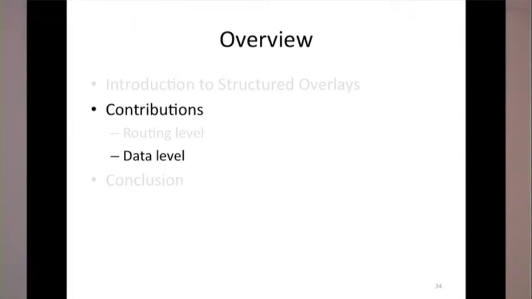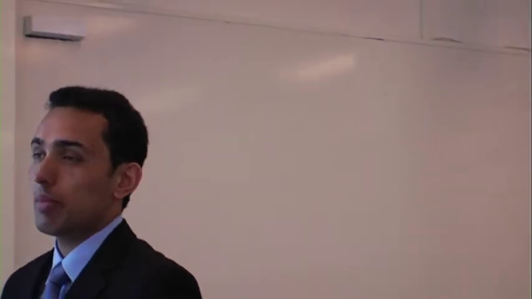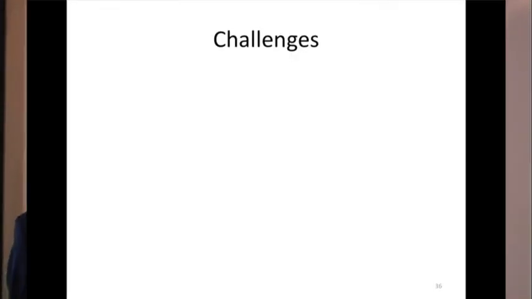Right. So this brings us to our contributions on the data level. On the data level, as soon as you talk about fault tolerance, you have to replicate your data, basically. Up till now, we didn't talk about replication. So if there's a failure, you still want your data to be available, you have to replicate it. What happens with replication is that now you run into the problem of keeping multiple replicas consistent, right?